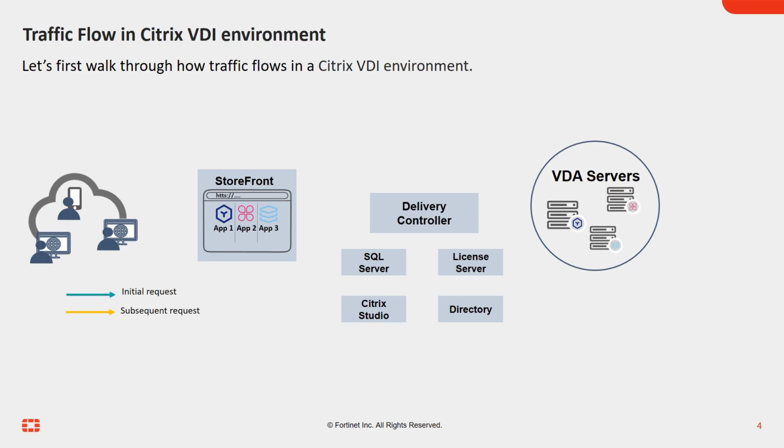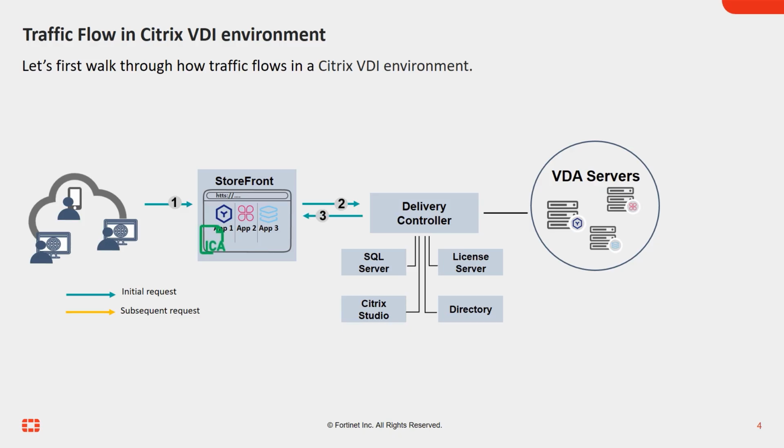Now let's walk through how a user request flows through these components. The user accesses the StoreFront web portal, where they can browse and select the desired application or virtual desktop to launch. StoreFront sends the authentication and resource request to the delivery controller. The delivery controller authenticates the user via Active Directory, queries available desktops and apps, and selects the most suitable VDA server for the session. It then sends the selected VDA server details back to StoreFront.